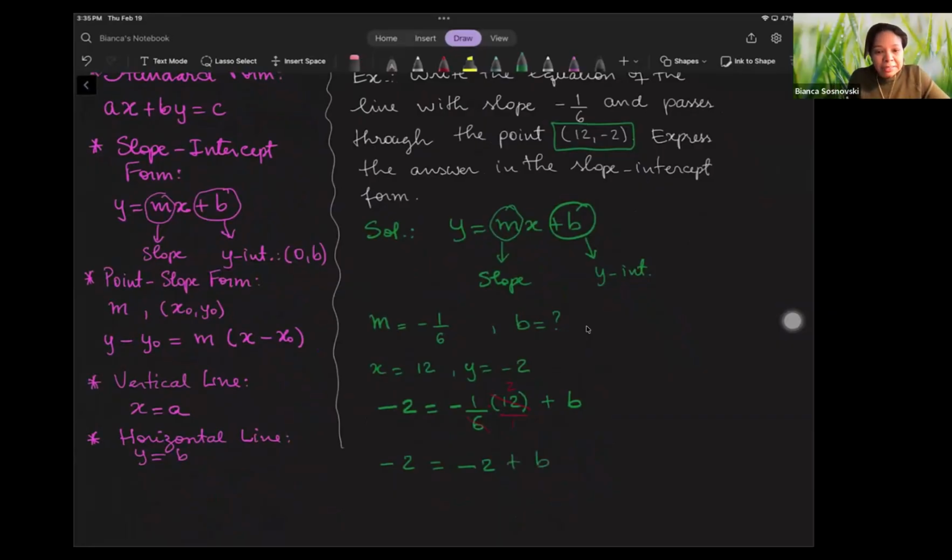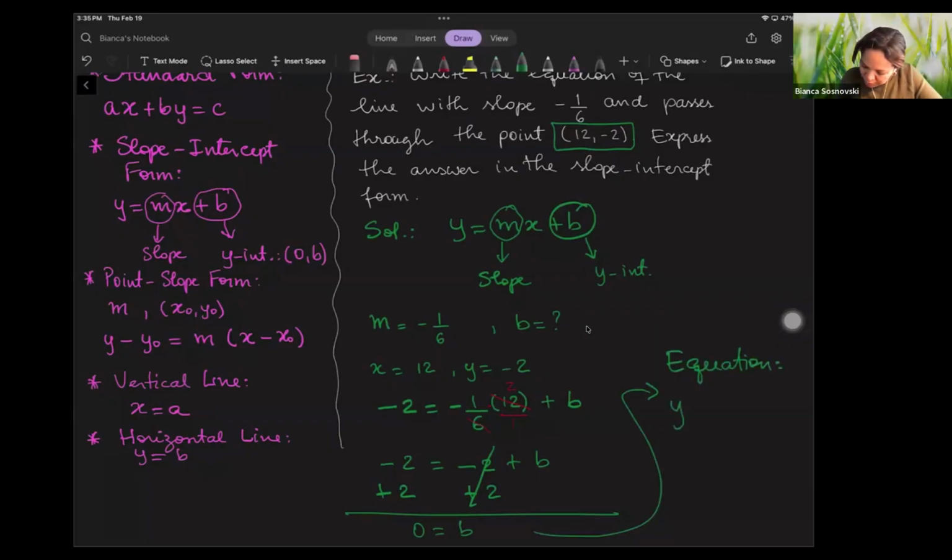So to get b isolated, I'm going to add 2 to both sides. So b is 0. Okay? Which means my equation now is complete. The equation of this line, which is what should be my answer, is y equals m, which is -1/6 times x plus 0. So I don't need to write that 0.